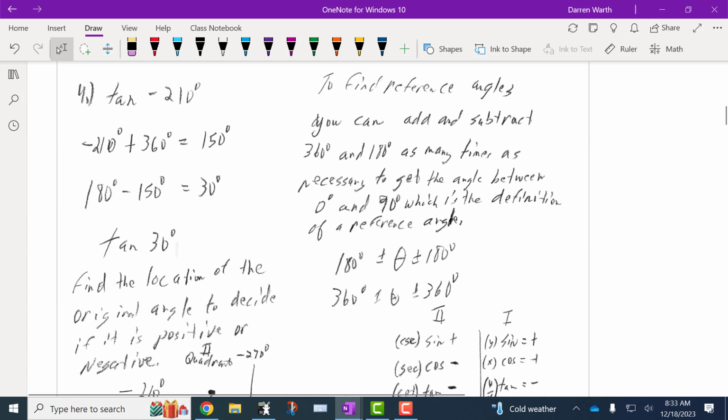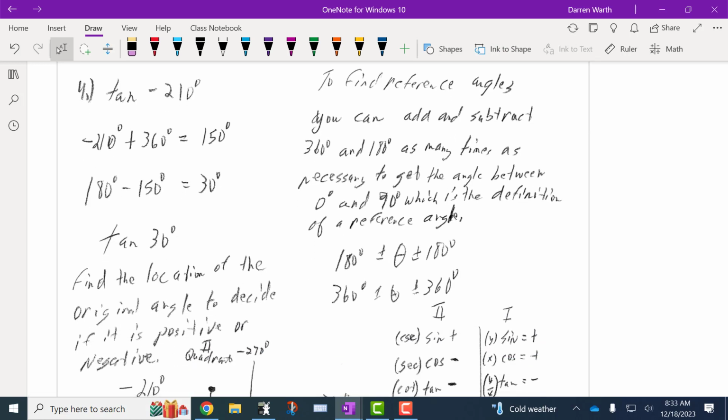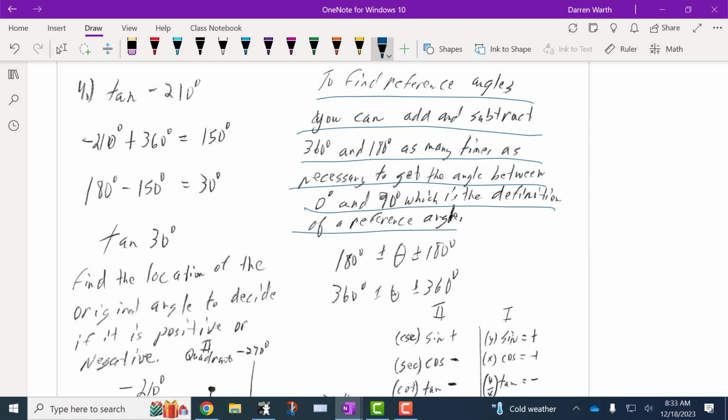Number 4. Number 4 says rewrite the indicated trigonometric function in terms of the angle's reference angle. Use the same function. So just as a reminder, to find reference angles, you're going to add and subtract 360 degrees and 180 degrees as many times as necessary to get the angle between 0 and 90, which is the definition of a reference angle.